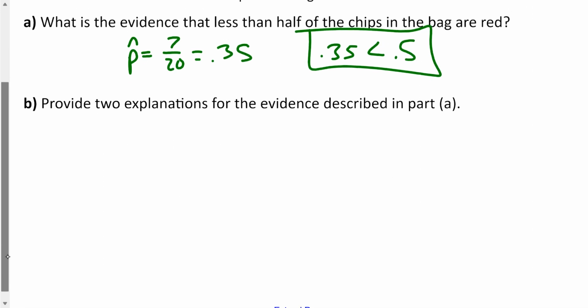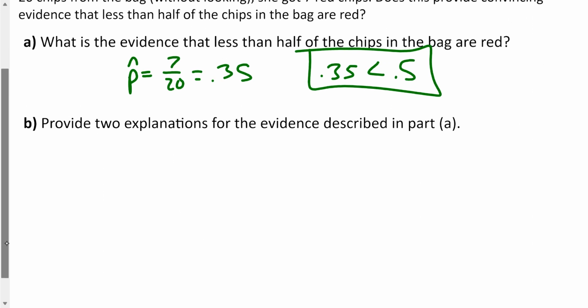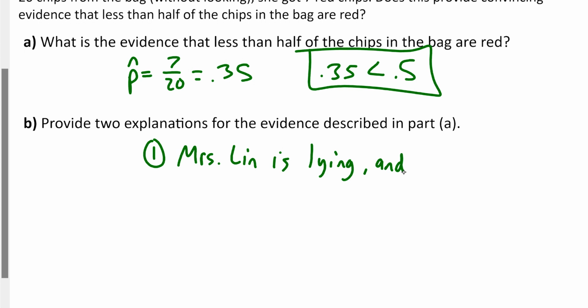Provide two explanations for the evidence described in Part A. Why would it be less than 0.5? Option number one. Maybe you're thinking Mrs. Lin is lying, and actually, less than half are red. Let's assume the best, but that could be the option. That's kind of what we're thinking here.